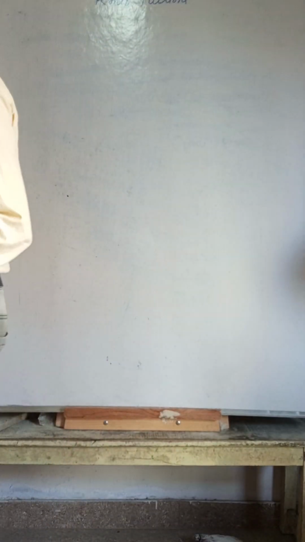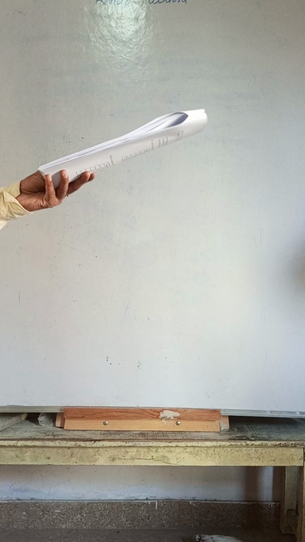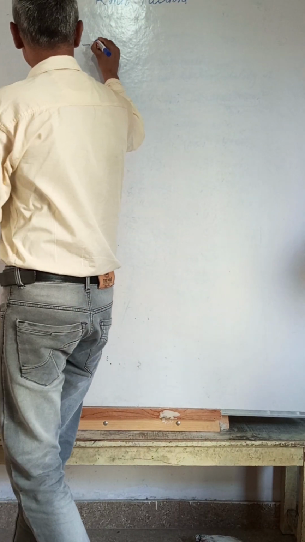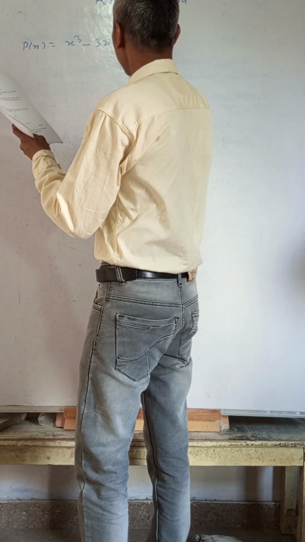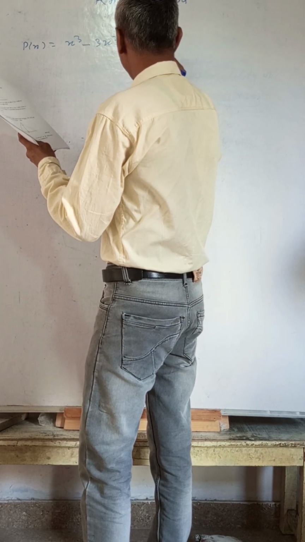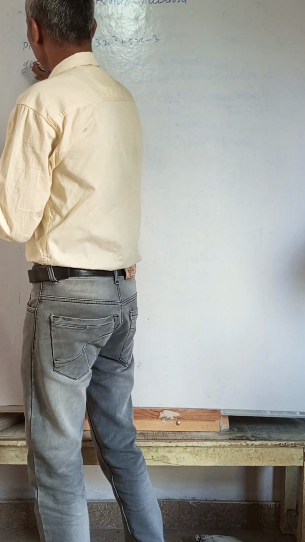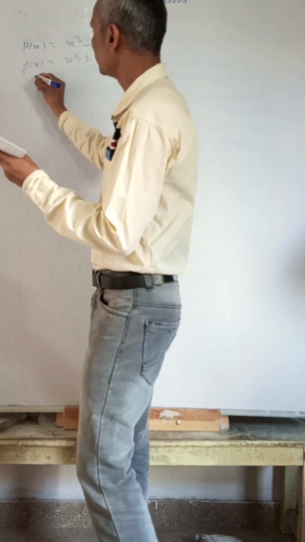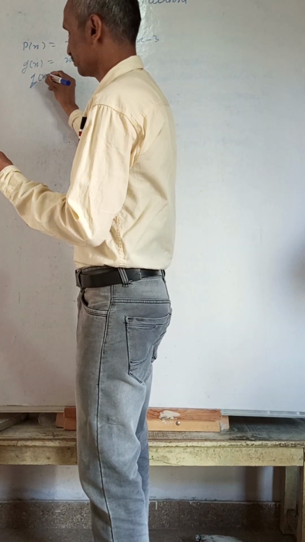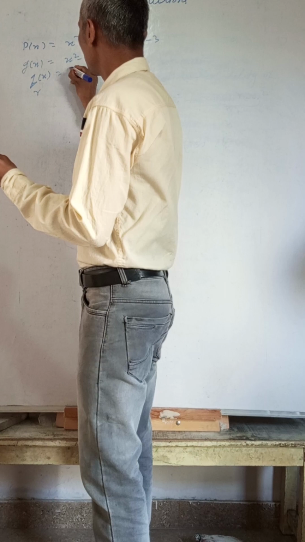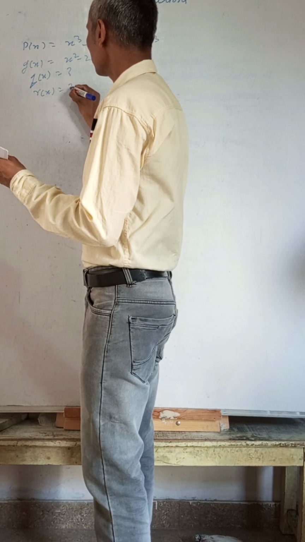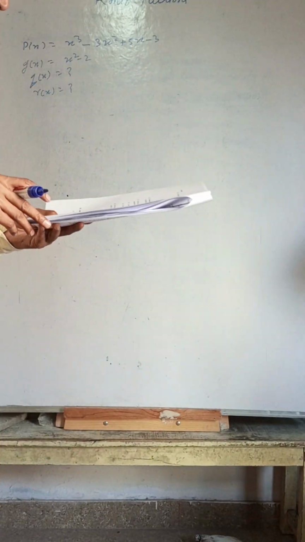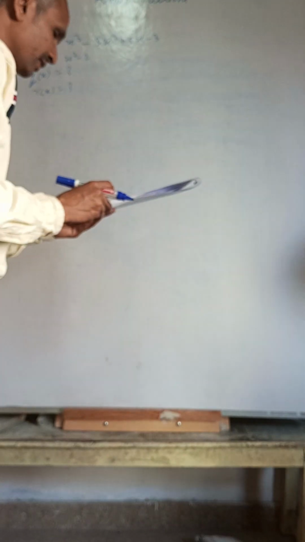Okay, question number 25. Divide the polynomial p(x) = x³ − 3x² + 5x − 3 by g(x) = x² − 2 and find the quotient q(x) and the remainder r(x). The same question is in my polynomials video, so you can check that.